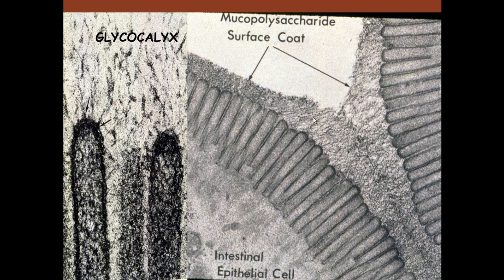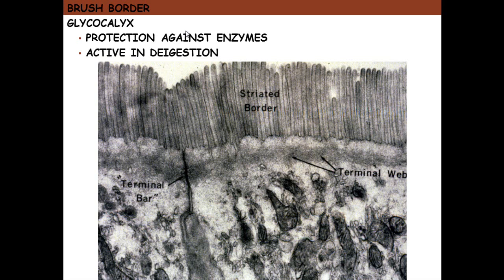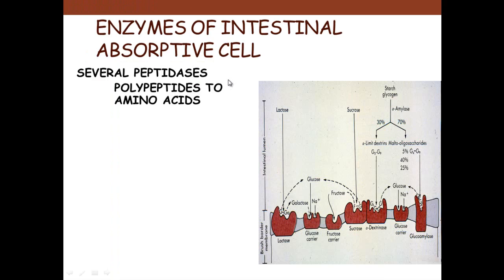also we have a surface coat here, glycocalyx coat, which is carbohydrates. Glycocalyx goes all around the cell, but it's amplified on the brush border, and it's partly involved in protection of the cells. So it protects against enzymatic digestion of the cells, and is active in the digestion process. The membrane of the intestinal absorptive cells has enzymes located in them, and so it can break down foodstuff right at the surface, so it can be brought right into the cell.